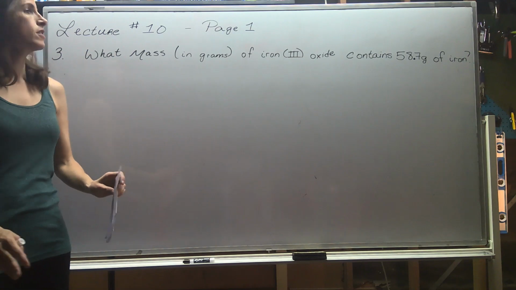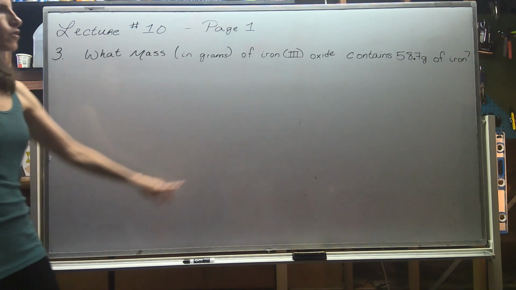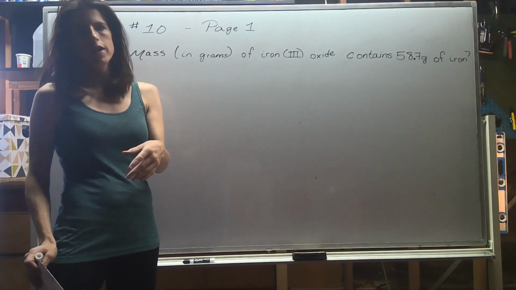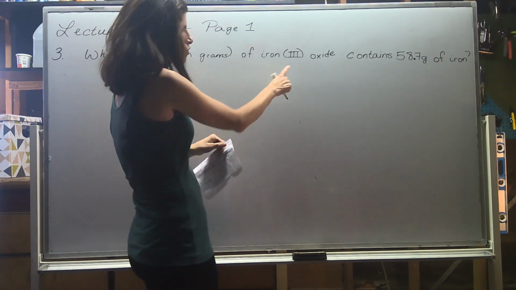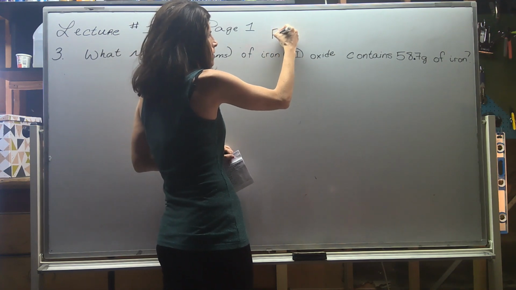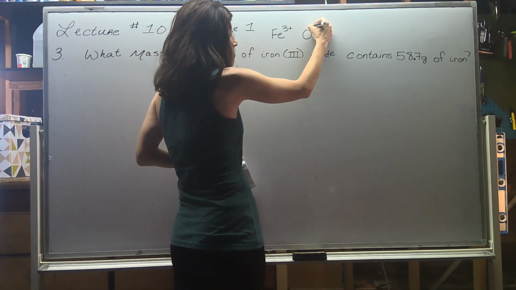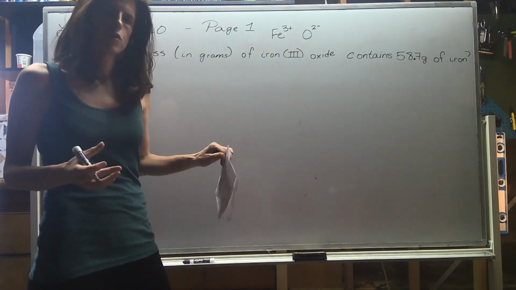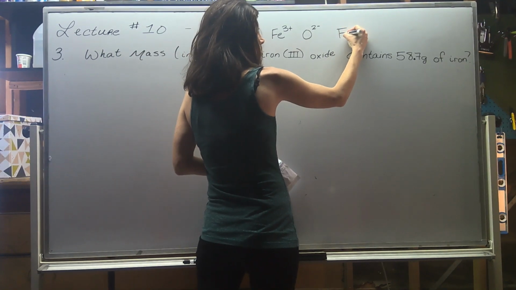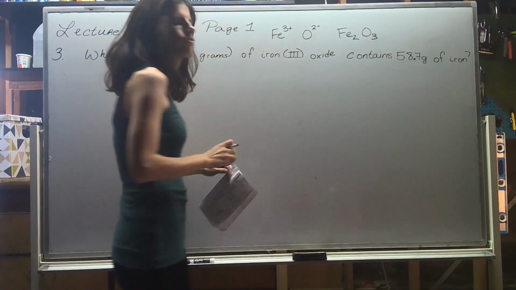There are so many parts to this problem. It's deceptively short. First things first, we're given a written name for the compound. So we need to convert the written name to a formula. So remember, the Roman numeral stands for the charge on the metal. So we're going to do iron 3+, and we have an oxide, which refers to oxygen. So it's going to be O, and we know it's 2- because it's in group 6. So we're going to take those charges and crisscross them down. And we get a formula of Fe2O3 for our iron 3 oxide.